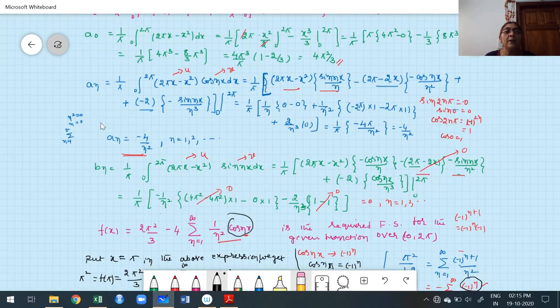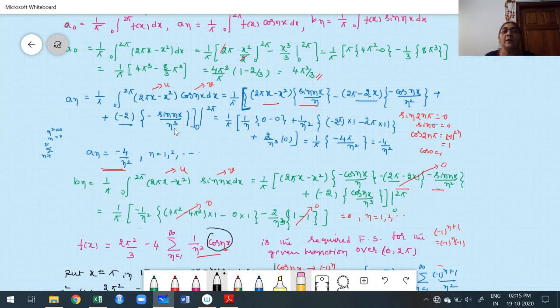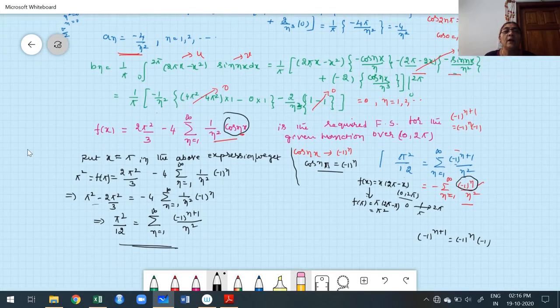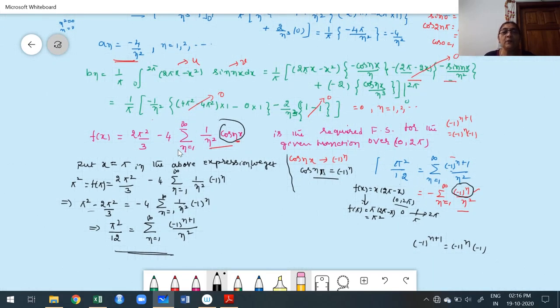While applying upper and lower limits, especially for An and Bn, for the product of sine or cos functions, first you verify the corresponding limit. At the lower and upper limit, if any one of the functions, sine or cos, is 0, the product must be 0. You neglect it. Similarly, find out Bn also. After that, we construct the Fourier series. Once you construct the Fourier series, I compare this result to the required result.